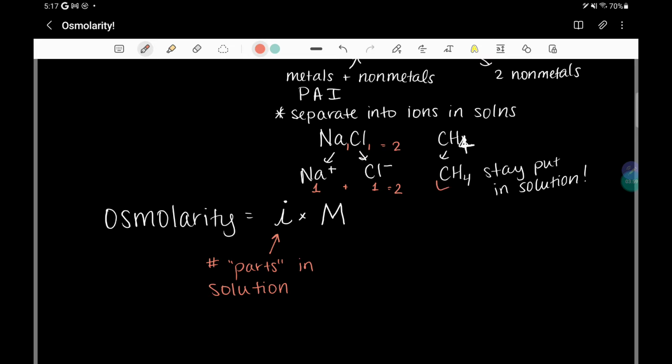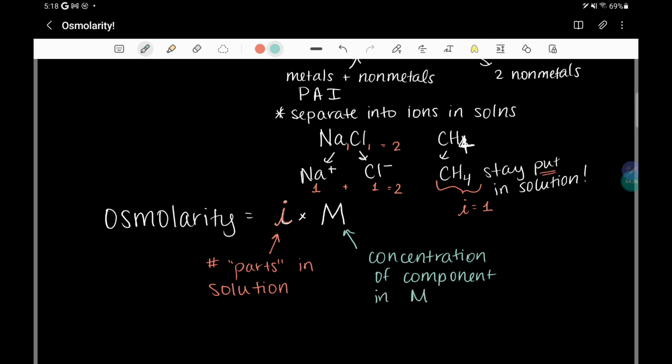For any covalent compound, because they stay put in solution, the i is going to be 1. There's one thing in solution. It didn't separate into individual components. It's one component. So that's really those parts or components or ions in solution. That's this idea of i. The M that we see here is the concentration in molarity of that component only.